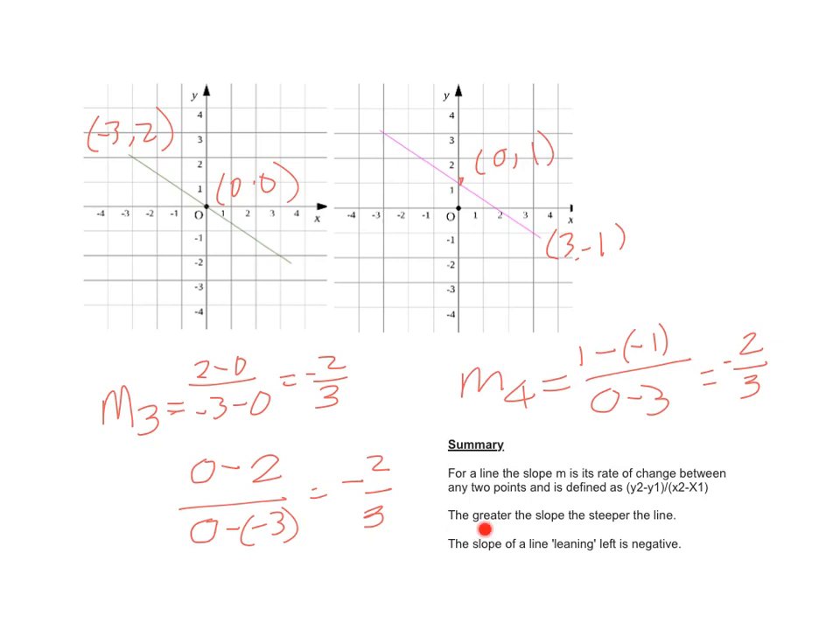We also saw that the greater the slope, the steeper the line. When the m value is greater, the line is steeper. Also, for a line leaning left, like in these two examples, the slope is negative.